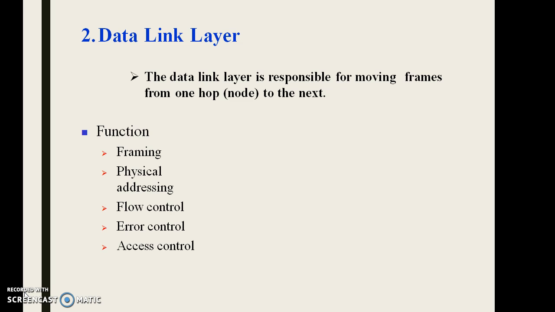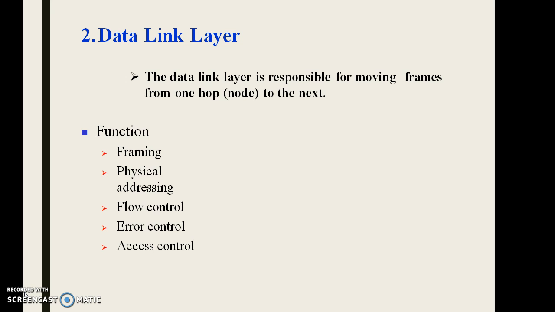The data link layer is responsible for framing. First, the data link layer divides the stream of bits received from the network layer into manageable data units called frames. Second, physical addressing. The header and trailer are added, containing the physical address of the adjacent node that connects the network to the next one.